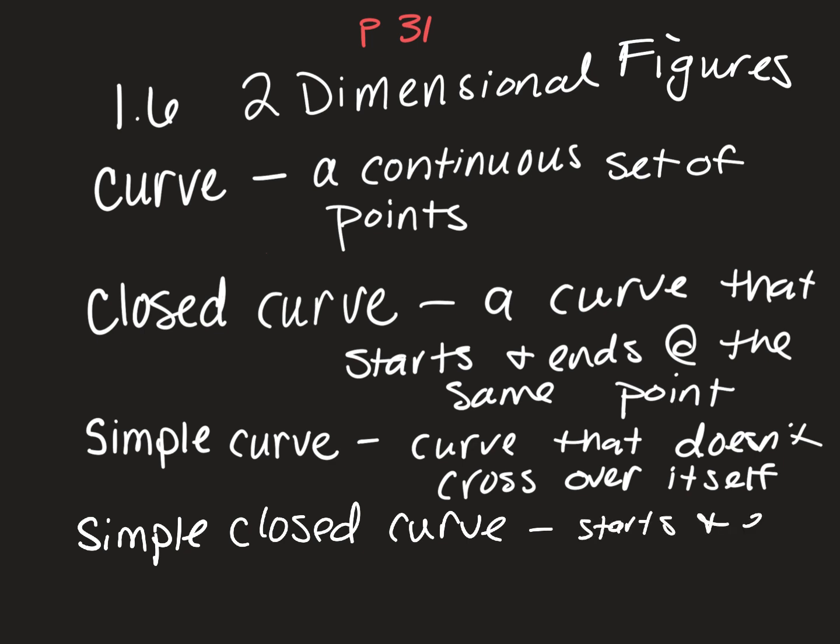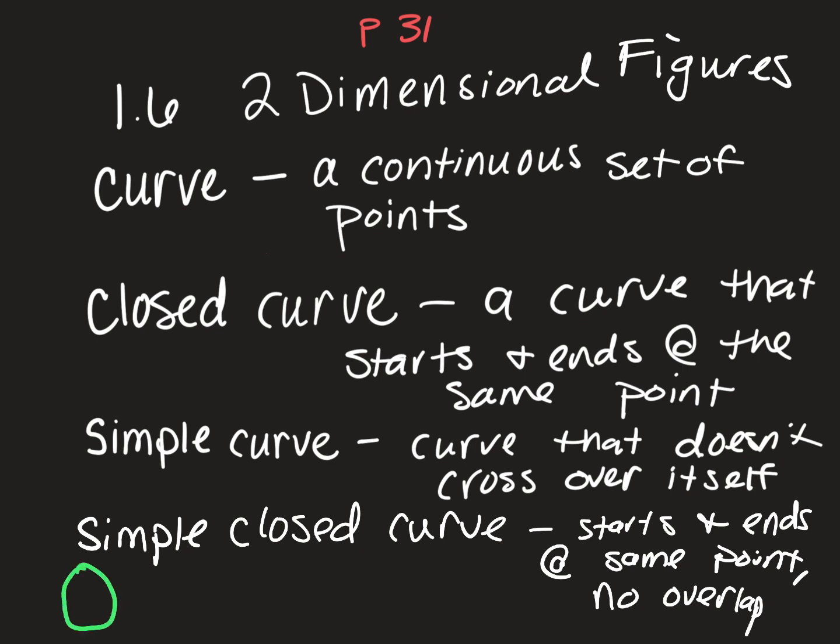So it starts and ends at the same point and no overlap. So again, trying to make it fit, like I said, it could be a circle. It could also be whatever that weird shape is I just drew, right? As long as it doesn't cross over itself and it starts and ends at the same point, it's a simple closed curve.